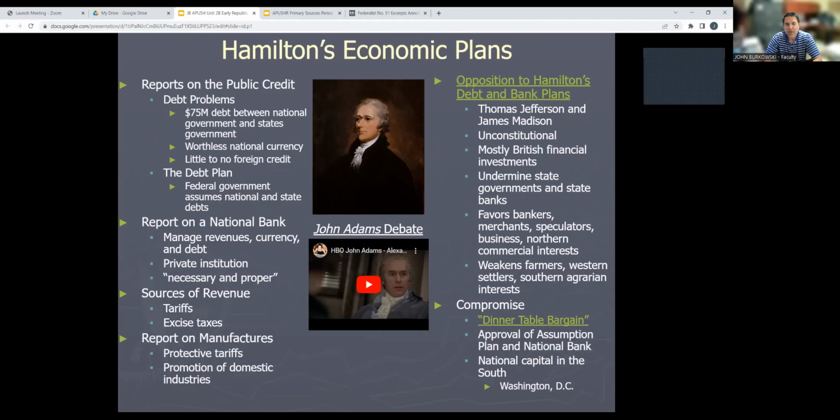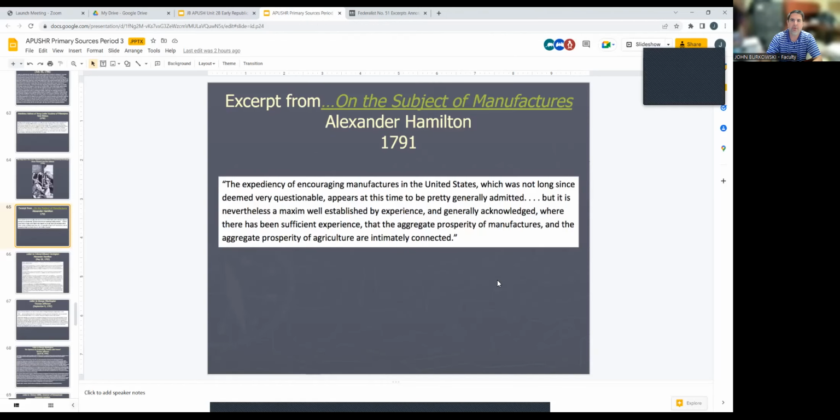But there was one more element to this. Hamilton's going to propose all of this, but there was one more. We want to go back to tariffs. And Hamilton is going to write a report on the subject of manufacturers. Here in this primary source by Hamilton: the expediency of encouraging manufacturers in the United States, which was not long since deemed very questionable, appears at the time to be pretty generally admitted. But it is nevertheless a maxim well established by experience and generally acknowledged, where there has been sufficient experience, that the aggregate prosperity of manufacturers and the aggregate prosperity of agriculture are intimately connected.